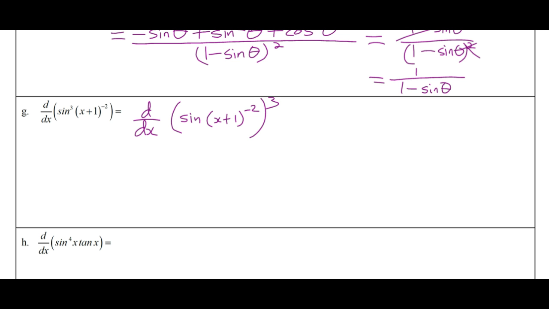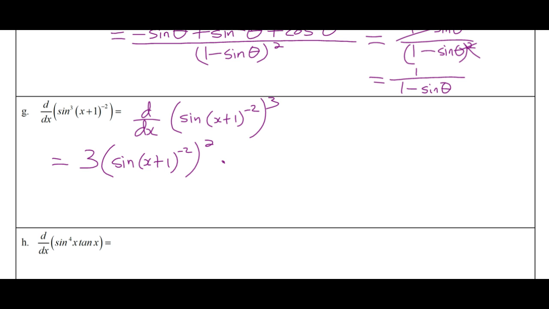So I'm just going with, okay, what's the definition of sine cubed of something? It's really the sine of something cubed, right? And I do that because it makes it a little easier to manipulate. Okay, what's my outer function? My outer function is cube something. So what's my derivative then? Well, it's 3 times whatever happens to be in here, squared.